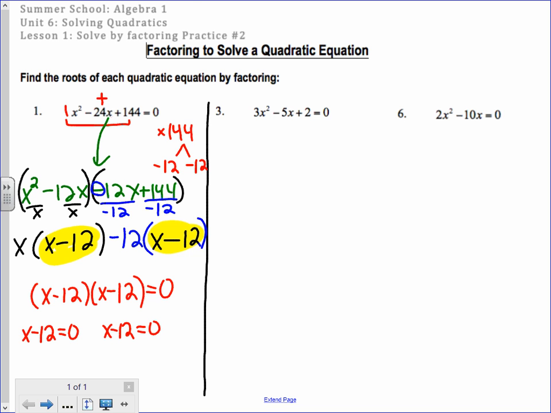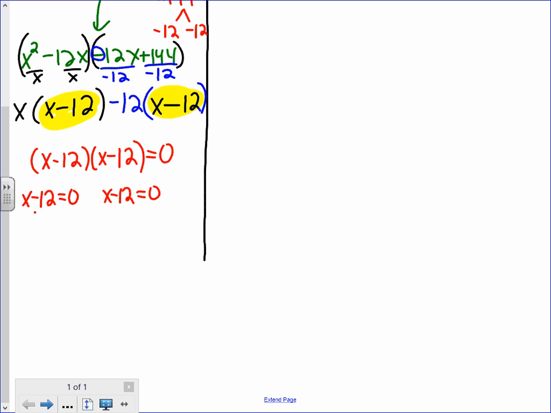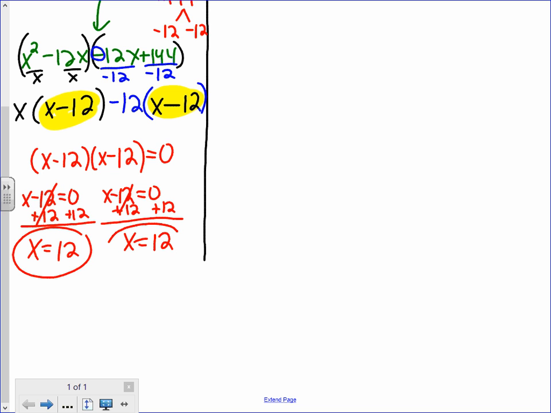So from that problem, if I add 12 to both sides, I'm going to get that x equals 12 is one solution. Then on this next problem, if I add 12 over here, it also seems that x equals 12 is the second solution. So the same number is both solutions to the quadratic.